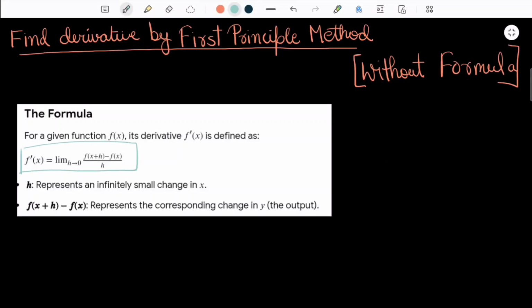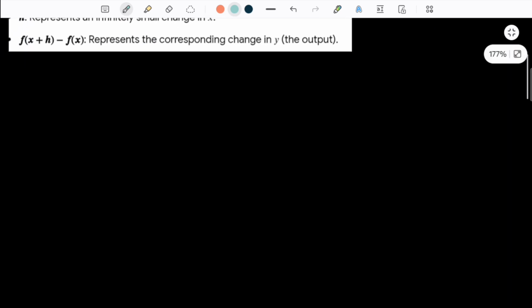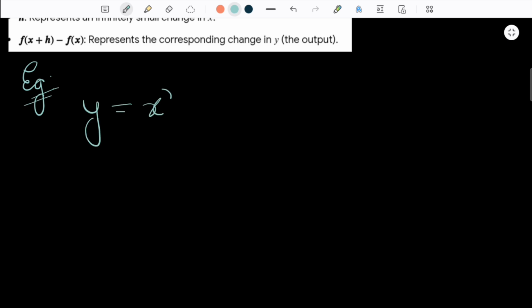Okay, so let's learn how to find the derivative of a function by the first principle method without using the formula. Now, I already have the formula displayed over here and it is very useful to know, but sometimes you might be asked to solve without the formula, or maybe you might just forget it. Hopefully not, but if you do, then you should know how to proceed with that. So let's learn by a few examples.